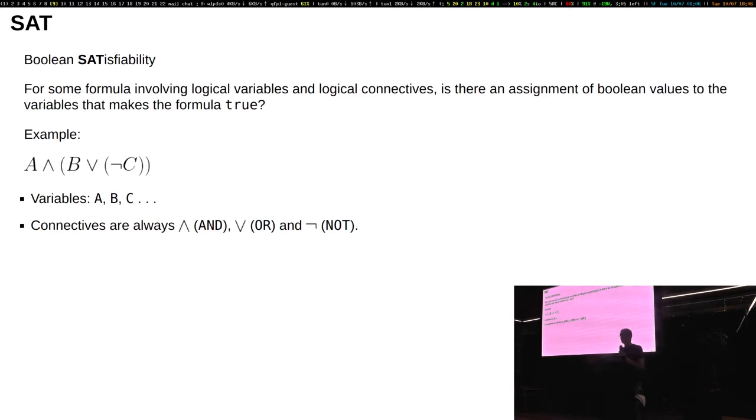So why do we care? Well, there's some theoretical interest. This was the first problem that was proved to be NP-complete. This means that unless P equals NP, there's no polynomial time algorithm to solve general problems like that. And when I say polynomial time, I mean time in the length of the input formula, like the number of variables and connectives you have.